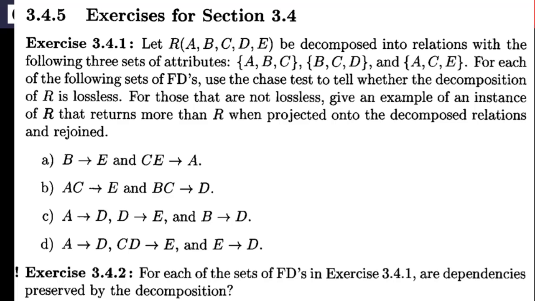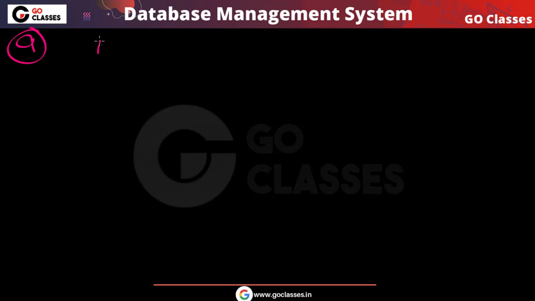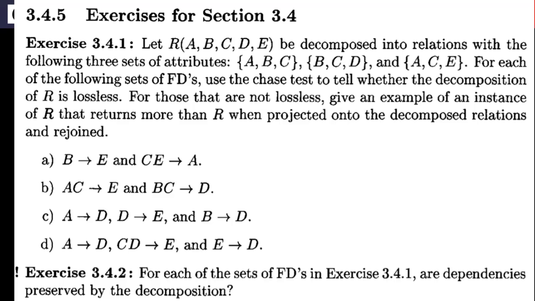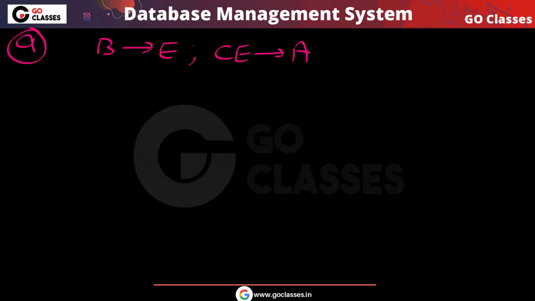In part A, you can notice the relation ABCDE and the decomposition, and these are the functional dependencies given to you: B determines E, and CE determines A. So this is the set of functional dependencies. Again, very simply, you can apply the chase test. We have a total of 5 attributes: A, B, C, D, E.